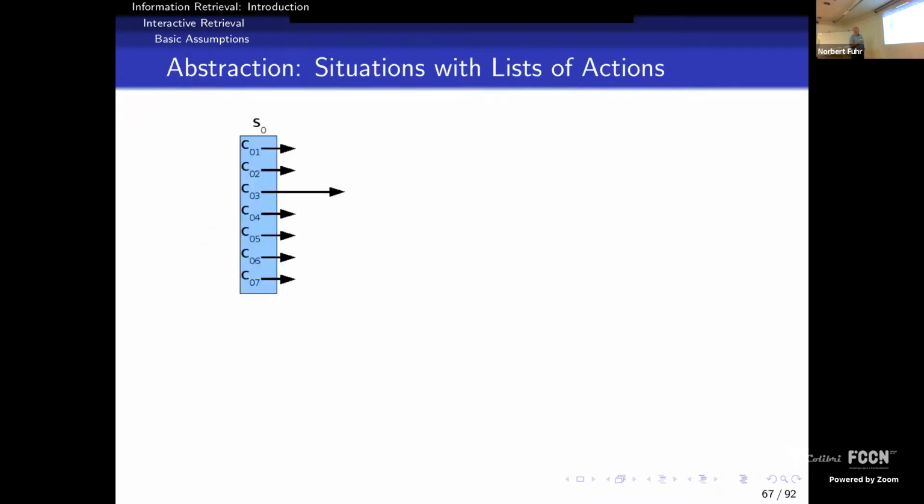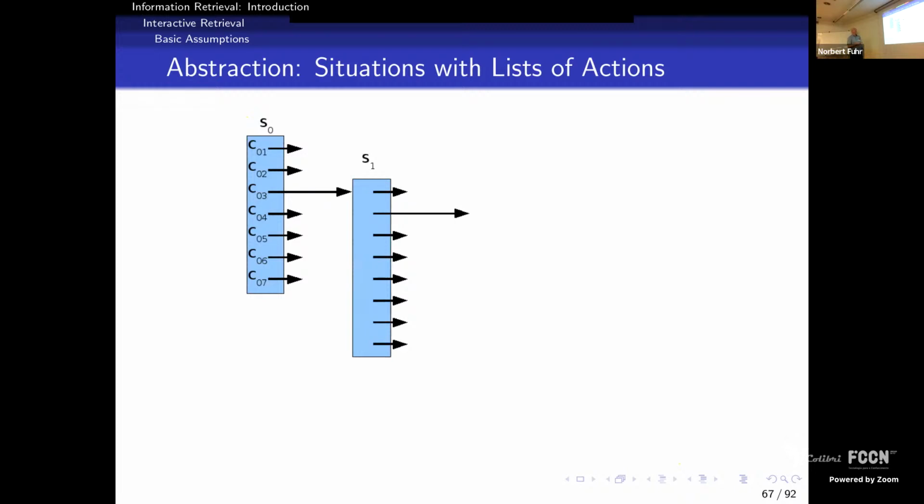And so the abstraction that we are using here is that we have situations with lists of actions. So here we are in situation s0, and then we have choices o1, o2, o3, and so on. And the user here clicks on the third choice, and then we get into a new situation. It could also be, for example, the change of information need or whatever. So in principle, we assume that we are in a completely new situation once the user has clicked an item and has learned something.